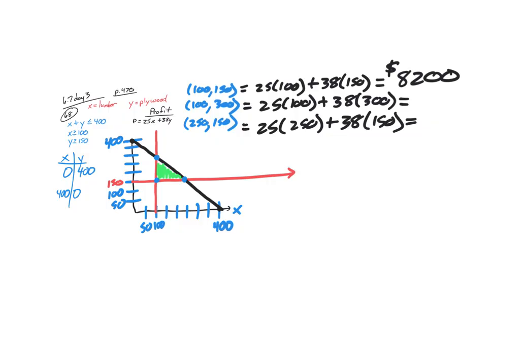Okay, 100, 300. 13,900. Okay. And then 250, 150. 13,250. How much again? I got 13,250. Okay, that's what I got too. So I just want to make sure my numbers were right.